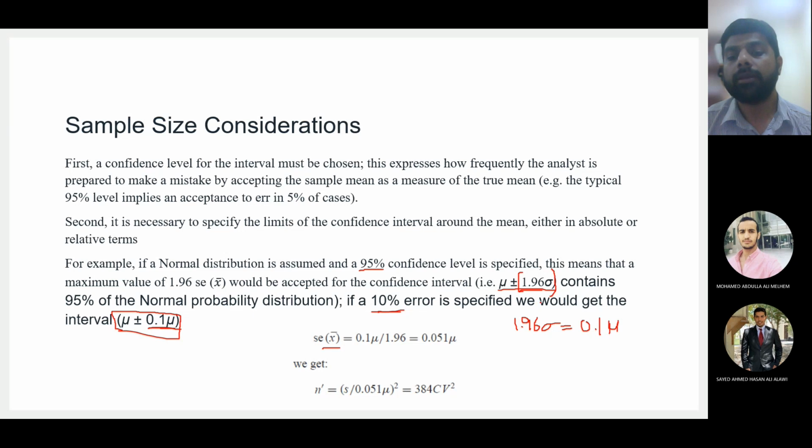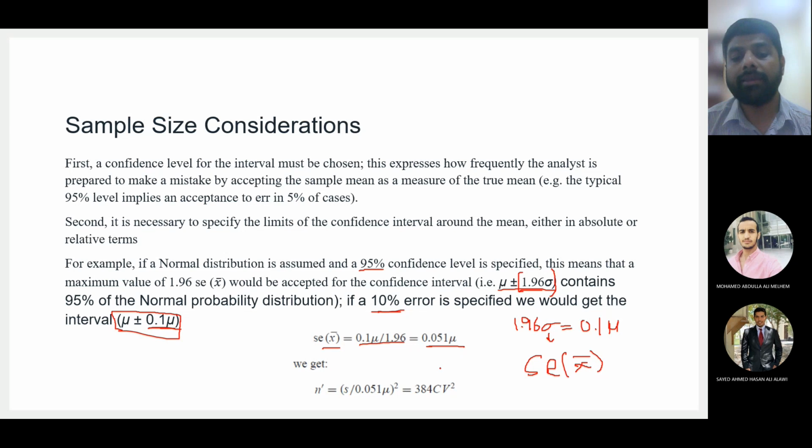1.96 sigma is the error you need to incorporate to cover the 95% confidence level, and 0.1 mu is the error allowed by the client. So they should be equal. Sigma here is the standard error, which we represent with SE, so SE and sigma are the same thing here. Sigma will be replaced by this: SE equals 0.1 mu upon 1.96. And if you do that, 0.1 upon 1.96 will give you 0.051 mu.